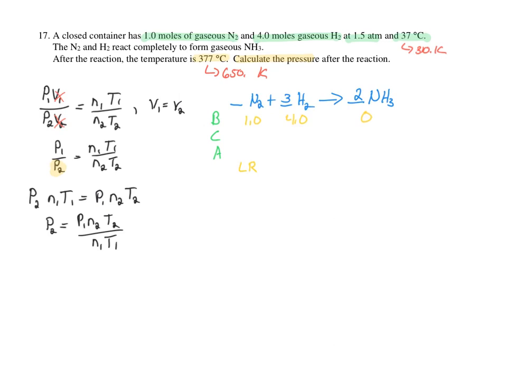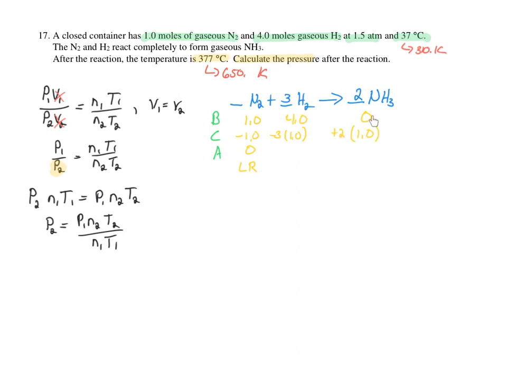Our limiting reagent here is N2. We're going to lose all of our N2, so we don't have any left. We're going to lose 3 times that much of our H2. We can tell that because of our coefficients. For every mole of N2 that's consumed, we consume 3 moles of our H2.